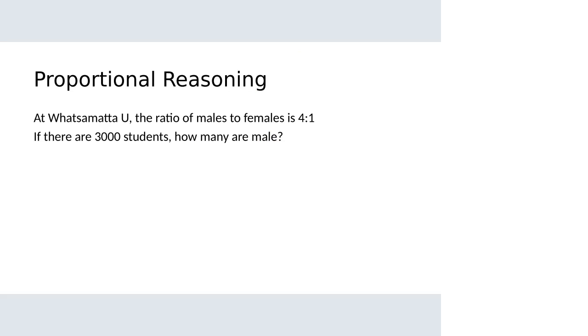At What's the Matter You, the ratio of males to females is 4:1. If there are 3,000 students, how many are male? Your instinct here might be to go, well, that's 4:1. So 4:1, 3,000 students. I've got males on top, males on top, males on top. What's wrong with this? Why is that not going to work?